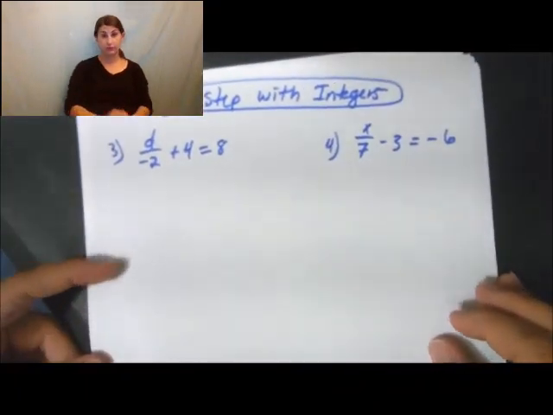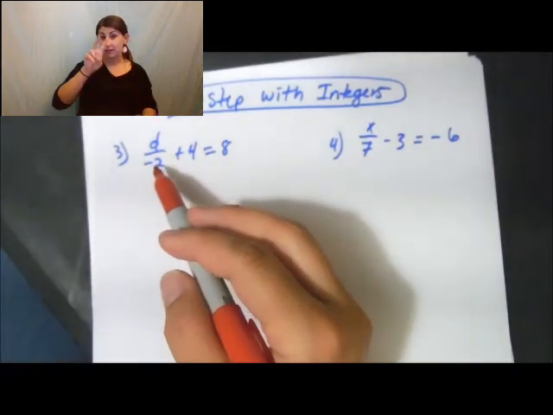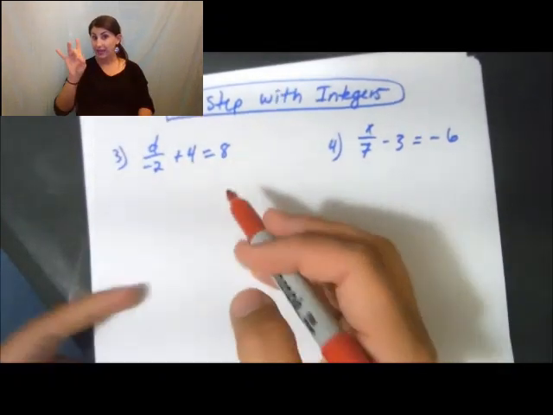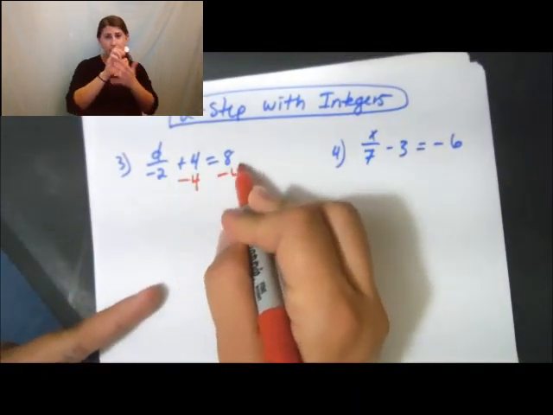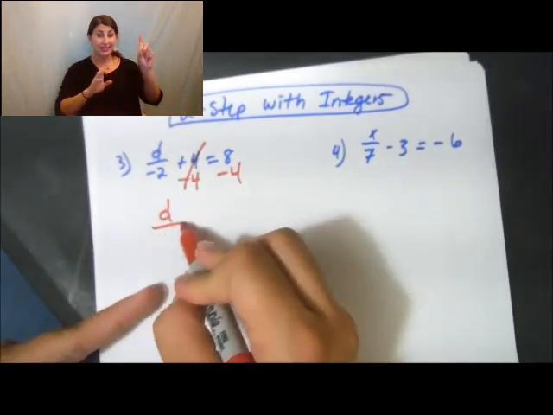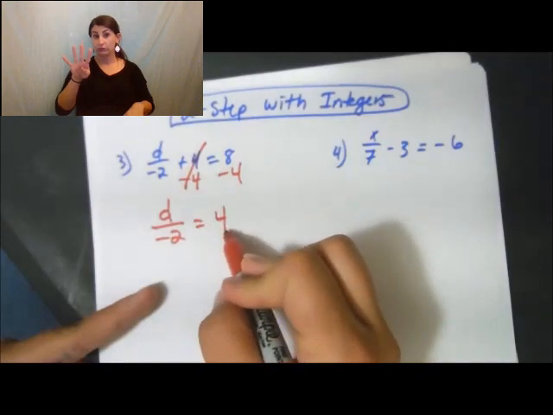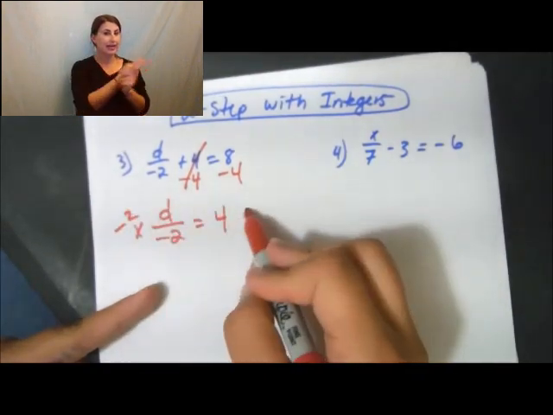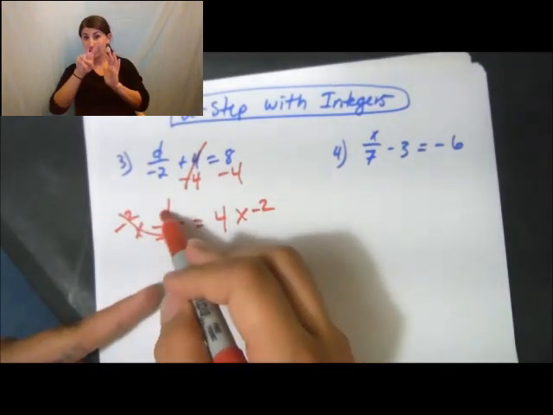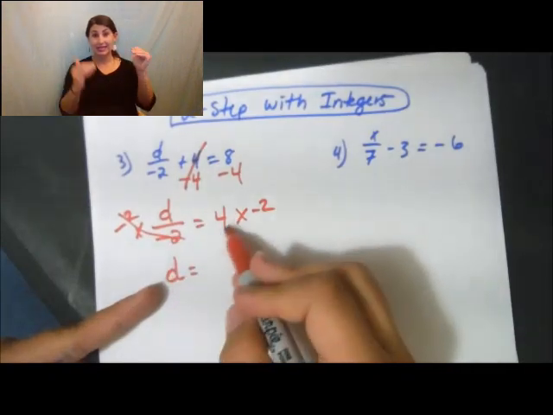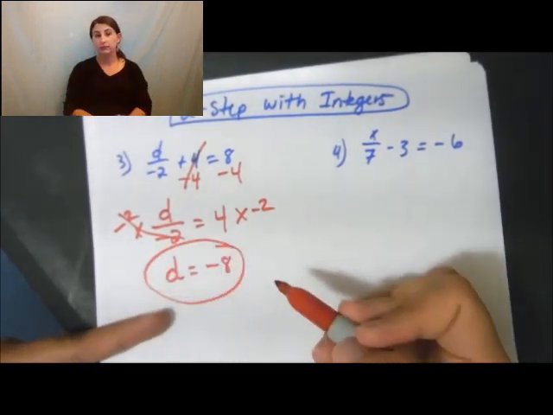Next two examples. We have d divided by negative 2 plus 4 equals 8. So I'm going to minus 4 on both sides. So I'm left with d divided by negative 2 equals 4 times negative 2 times negative 2. That turns into just d equals negative 8.